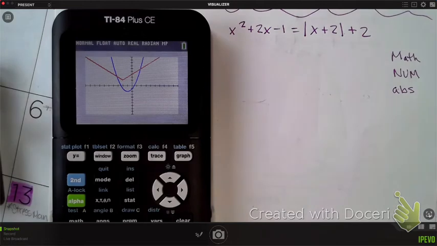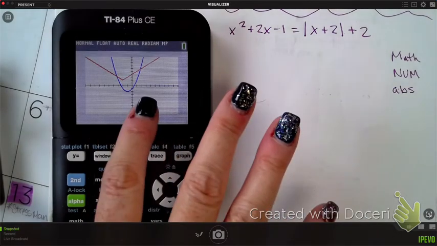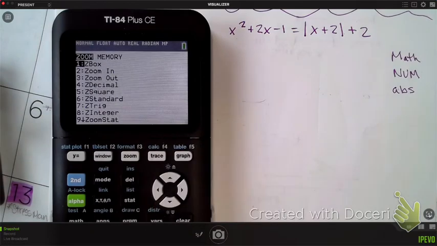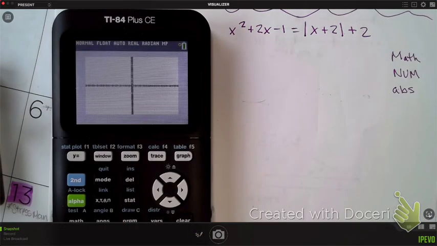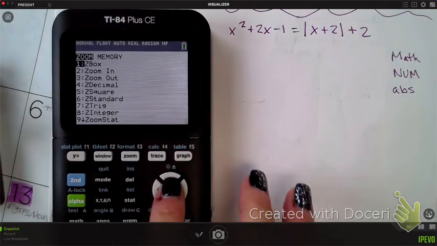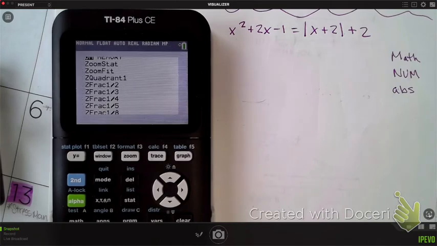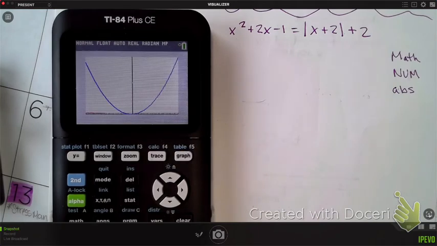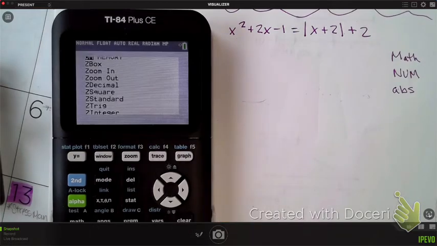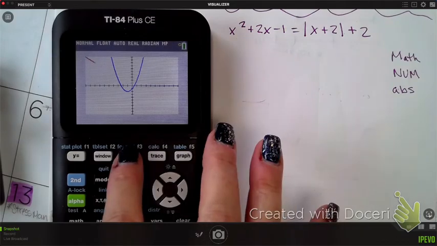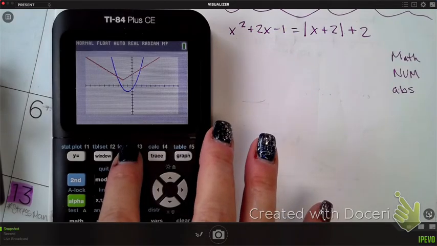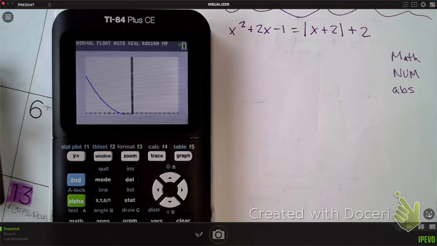Okay, I'm going to show you real quick, guys. If I couldn't see this, I would hit zoom out. Can I see it now? Yeah. Or I could hit zoom and number 10, fit, and it picks a window for me. I can see it, but I don't like that window, do you? Nope. Let me see if zoom fit gives me a better one. Nope, it's still going to give me a crappy one.